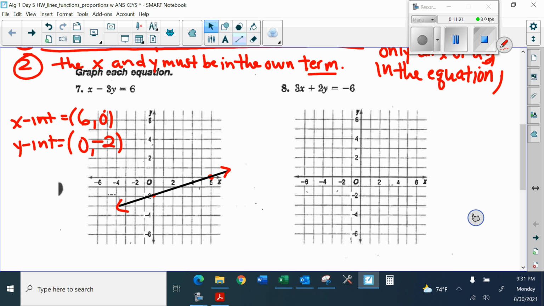Now, your teacher might have gone ahead and taught you, okay, we're going to solve for y every time and put it in slope-intercept form and then graph the y-intercept and the slope. You can do that. That's a legal way. But the quickest way, with the least amount of errors, is that right there, the x and y-intercepts.